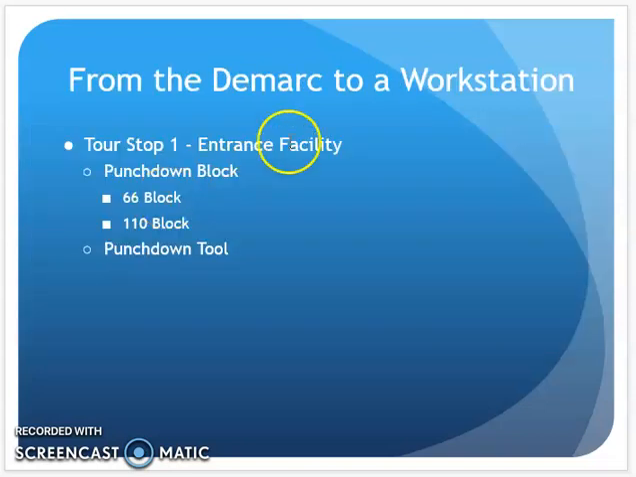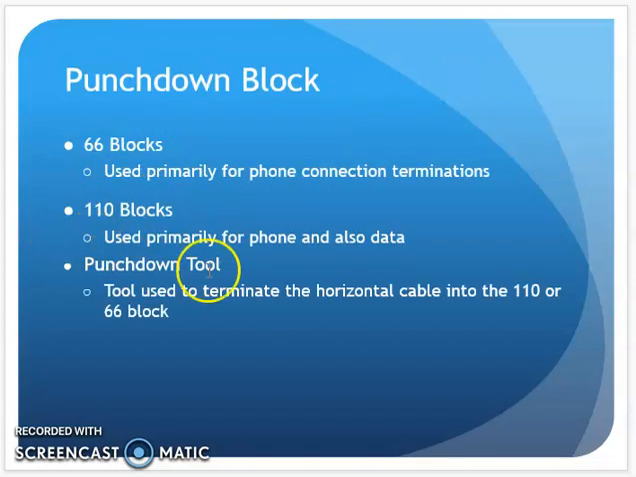All right, a couple more things on our tour stop one, if you will. So we're still dealing with some entrance facility stuff. We might run into some punchdown blocks. So a little bit, kind of historical. In closets, you often would find 66 blocks or 110 blocks. 66 blocks were primarily used for phone, regular, analog phone.